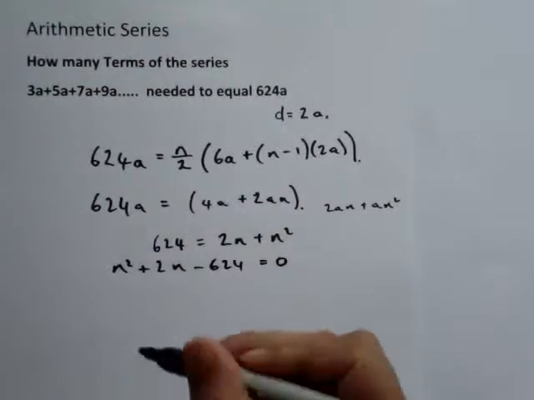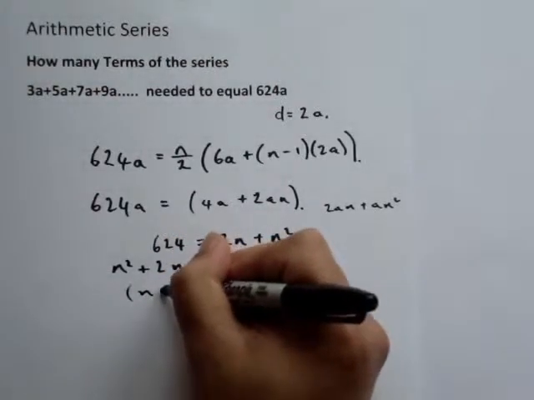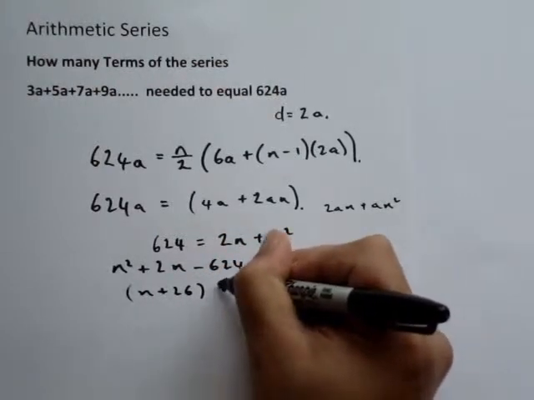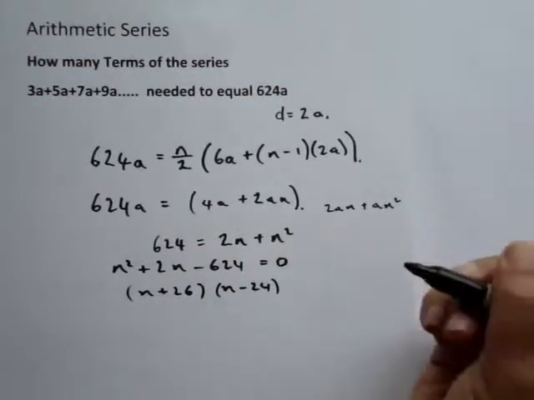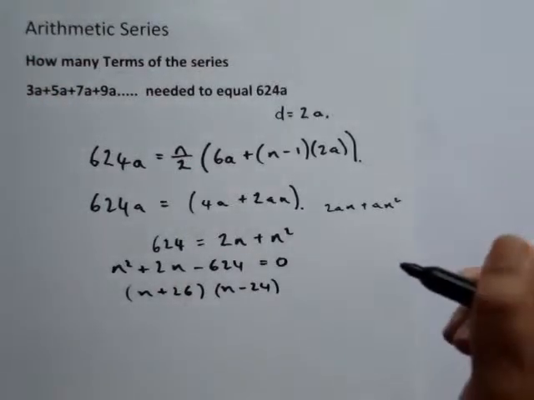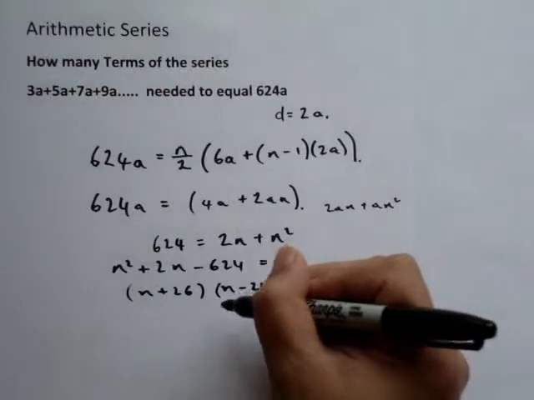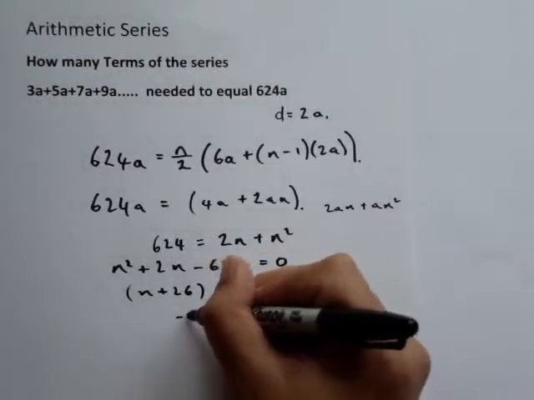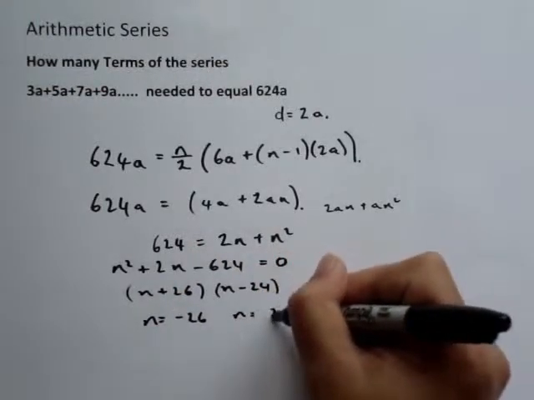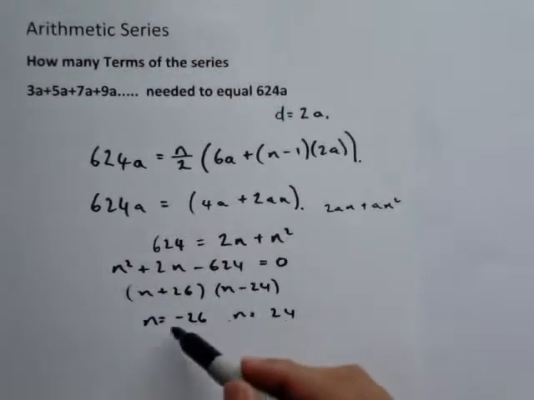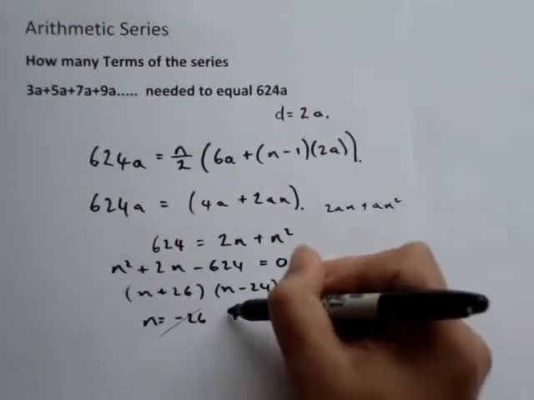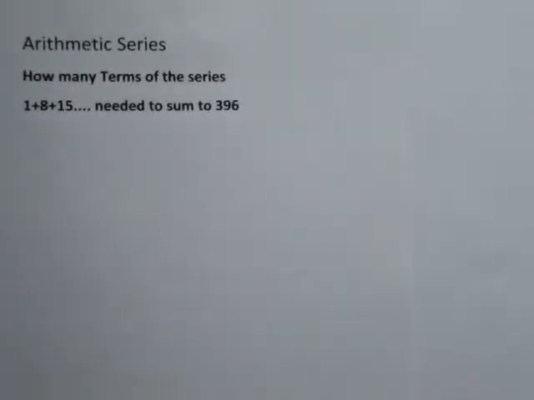So when we factorize, we get n plus 26 and n minus 24. So each of these is equal to 0, which means n is minus 26, or n equals 24. So minus 26 isn't an option, so the answer is n equals 24. I'll look at another similar question.